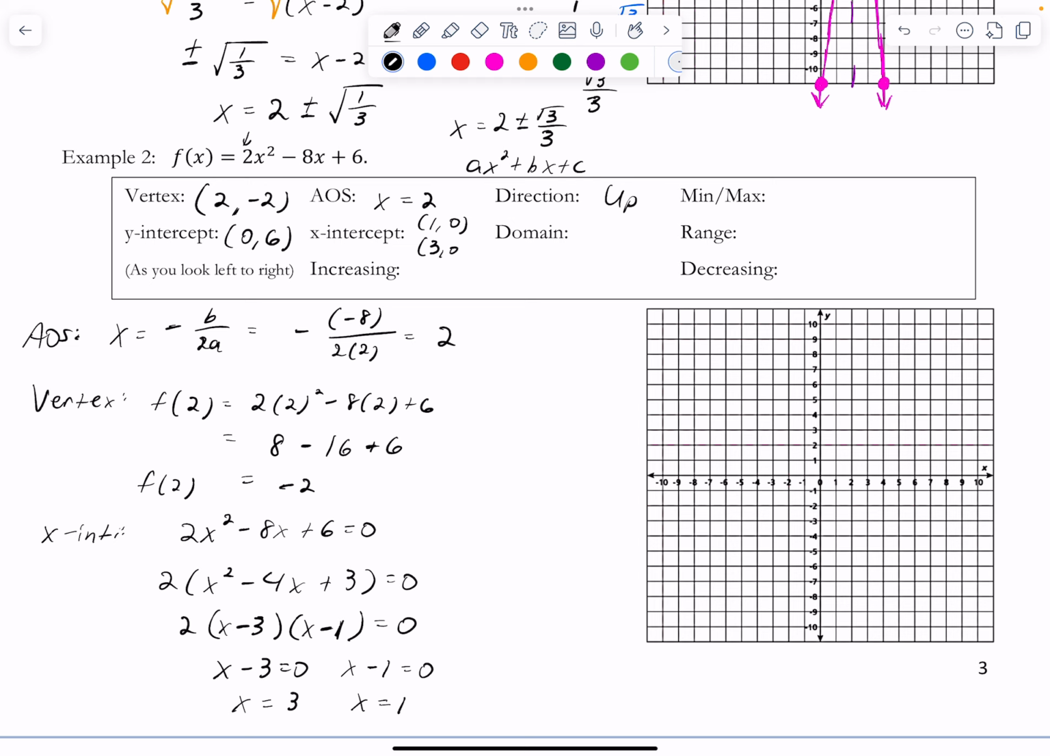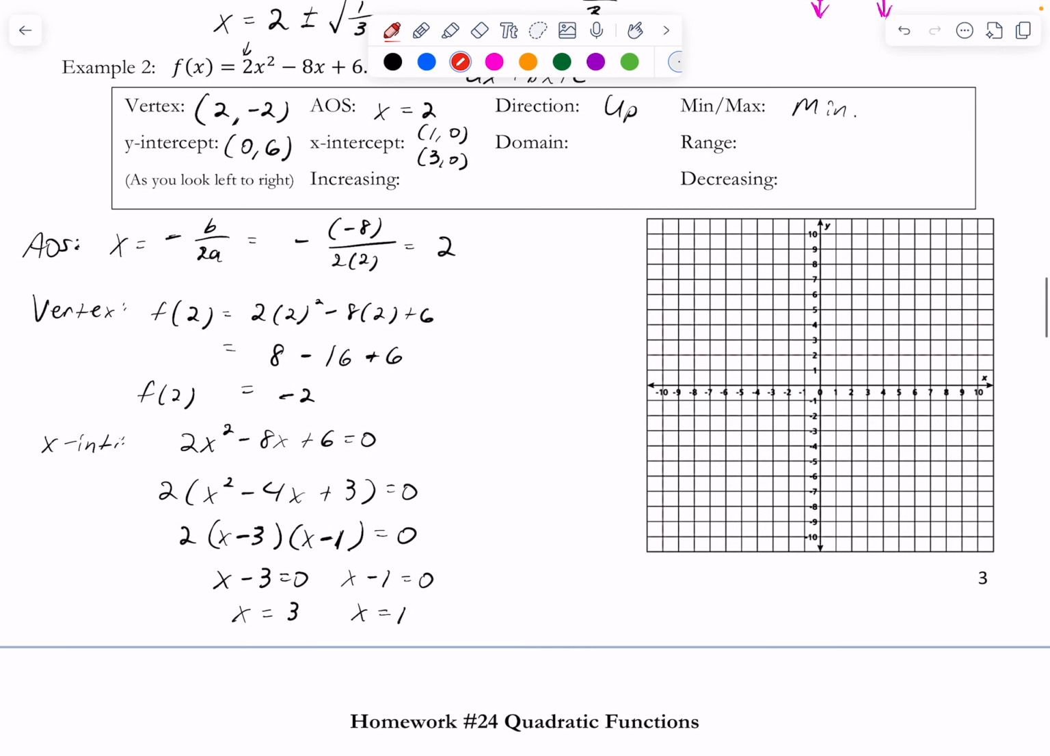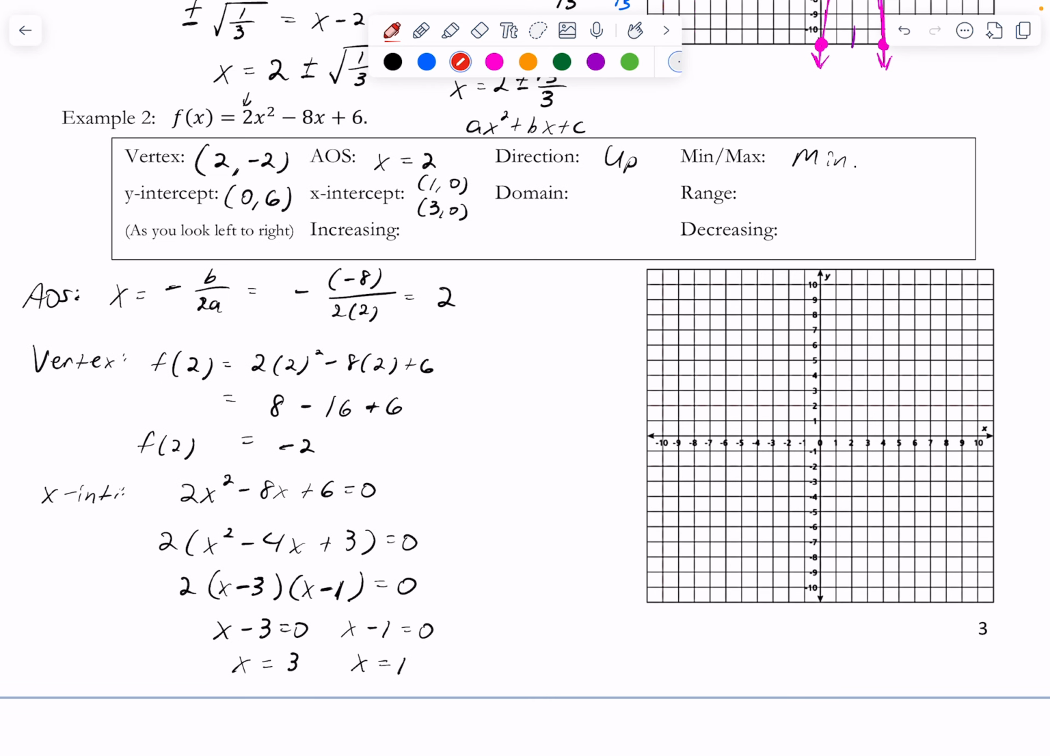and 3, 0. All right, we know if it's opening up, I'm going to have a minimum for my vertex. So let's go and graph this. My vertex is 2, negative 2. My x-intercepts are 1, 0, and 3, 0. Y-intercept is 0, 6. Do your axis of symmetry.